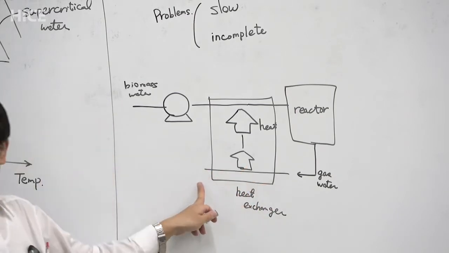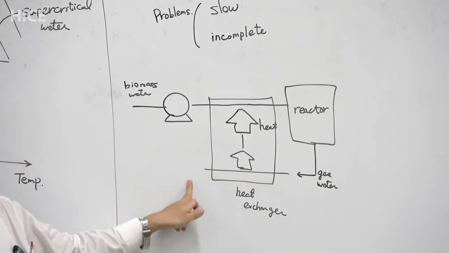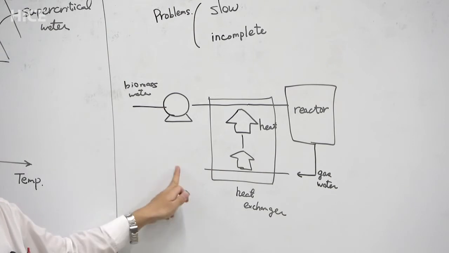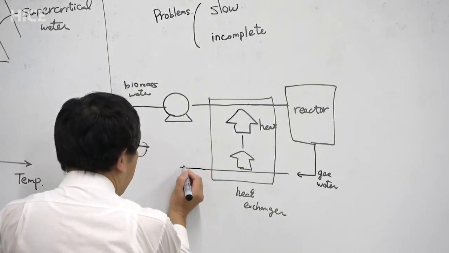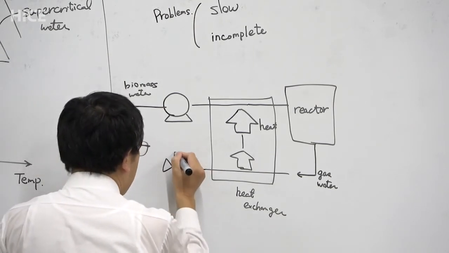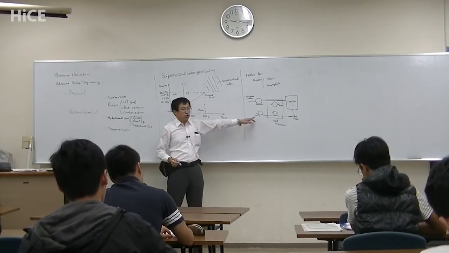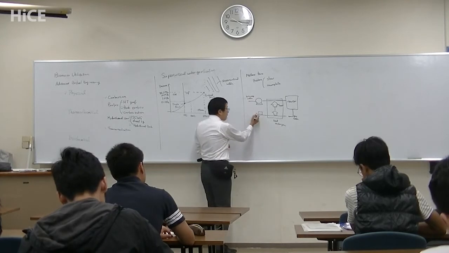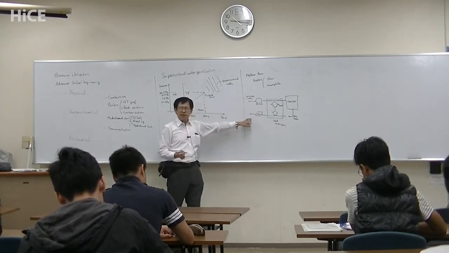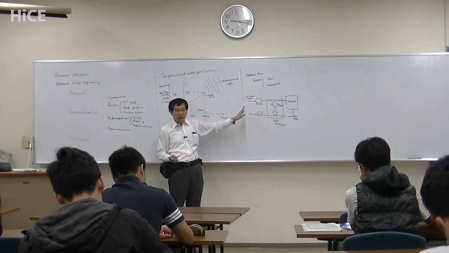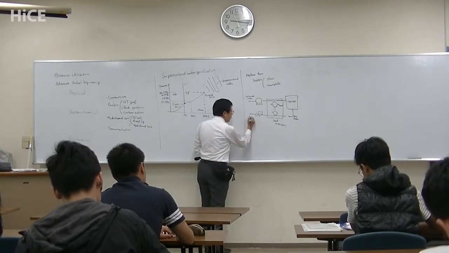Then the temperature is very low, pressure is still high. Then what we have is something like a depressurization system, and we get atmospheric pressure, room temperature, gas, and water.